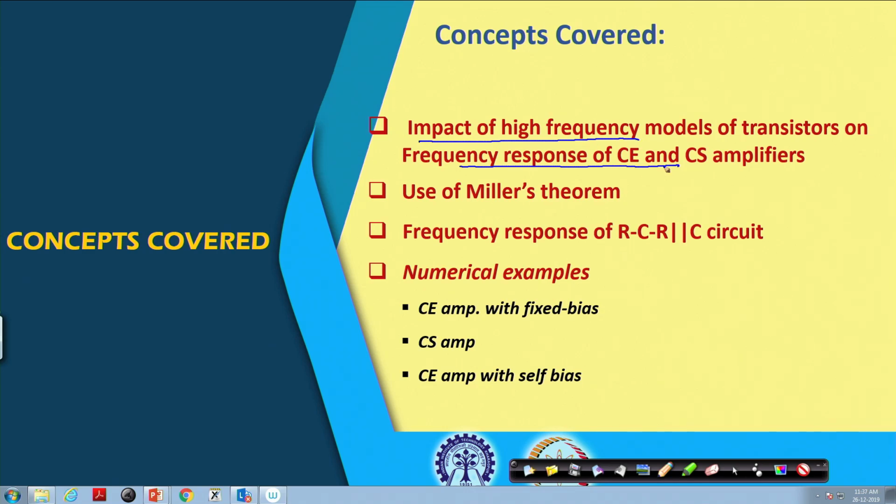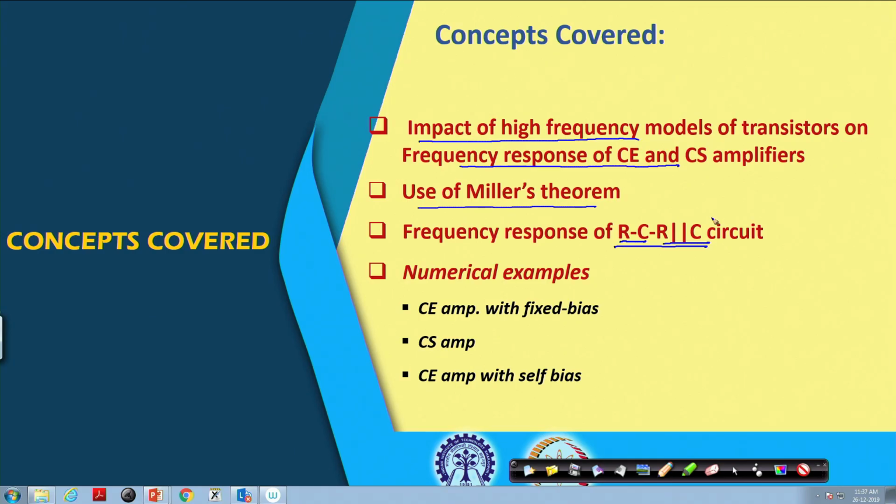And then we will see that there is a need of some theory proposed by Miller, called Miller's theorem, and then we shall use Miller's theorem to calculate the effective capacitance associated with the transistor in the frequency response. And then we shall see the need of frequency response analysis for a special kind of circuit, namely RC followed by R and C in parallel. This frequency response of this kind of circuit we have not discussed.